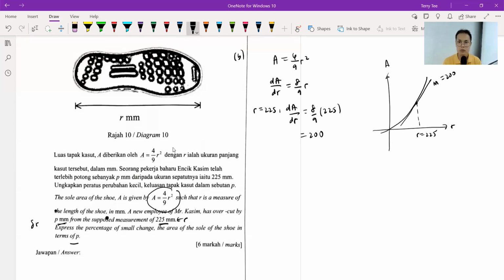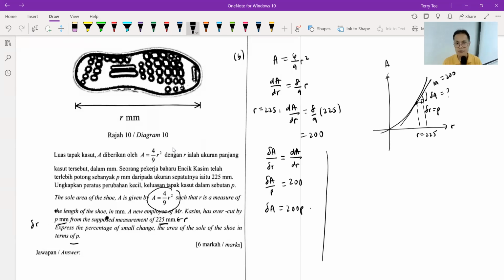So now your R has increased by a small value. We call this delta R, and delta R is P. I want to find my delta A. What is my increment in area when R increases by P? We use this approximation: when delta R is small, delta A over delta R is approximately dA/dR. We know our delta R is P, and dA/dR is 200. So your delta A is 200p.